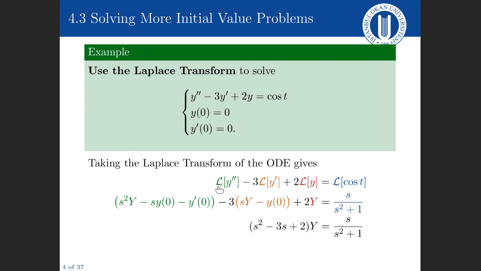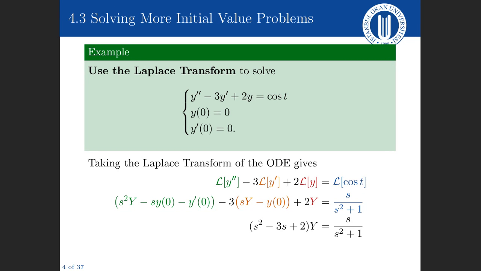Using the formulae from the previous page, the Laplace transform of y double prime is this term in green, s squared capital Y minus s y(0) minus y prime(0). The Laplace transform of y prime is sY minus y(0). The Laplace transform of small y we write as capital Y. And if we look at our table of Laplace transforms, we can see that the Laplace transform of cos t is s over s squared plus 1.